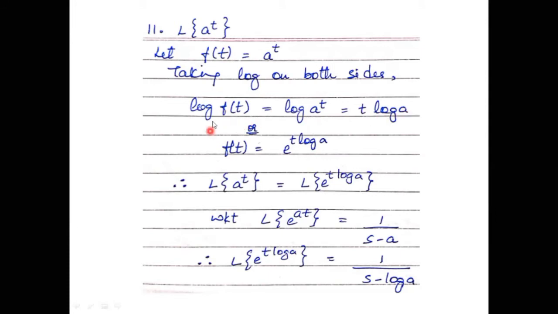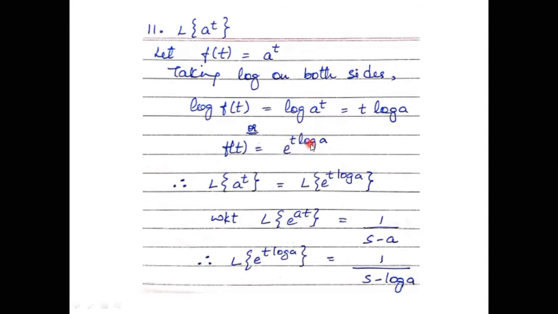When you take the exponential on both sides, this will be e power log f of t. E power log f of t is nothing but f of t. And here this will become e power t log A, or e power log A power t. So this can be written as e power t log A. Now your function f of t is e power t log A. In place of A power t, you can write e power t log A or e power log A power t. This is how we get this.